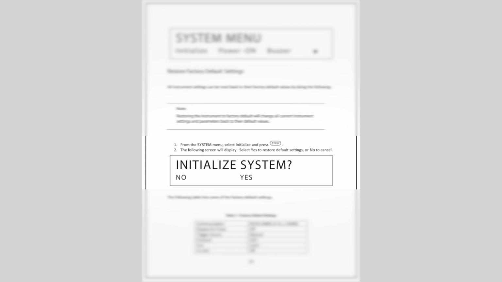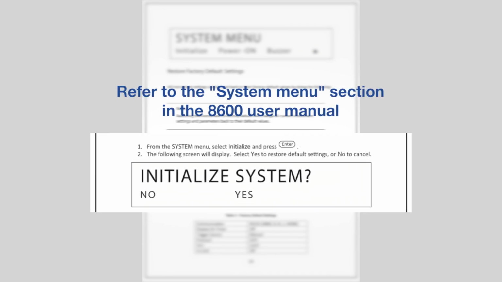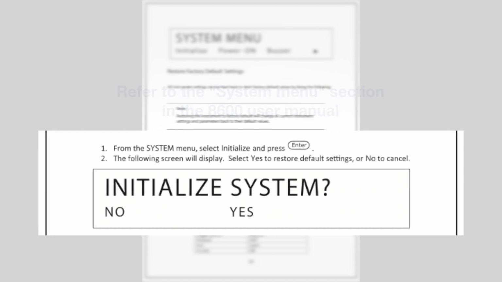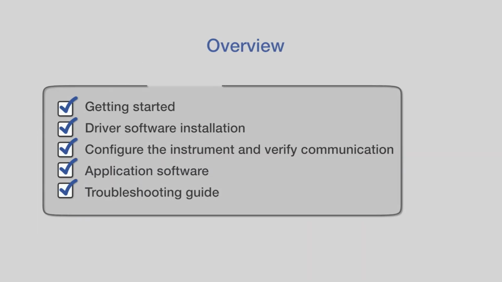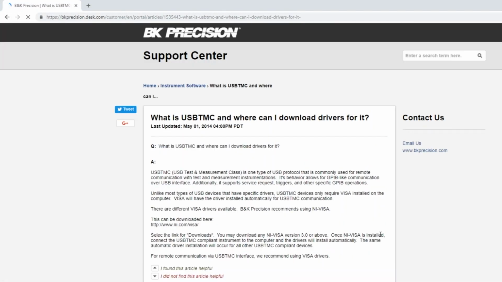If you are still experiencing problems, restore the instrument back to factory settings from the system menu. Select Initialize and select Yes. Repeat the connection process and remember to set the communication settings to USB-TMC. For more information, download the 8600 user manual or visit our knowledge base where we have an article about USB-TMC.